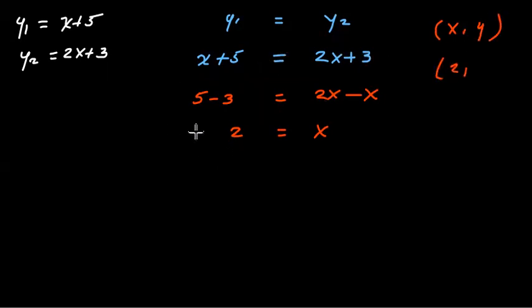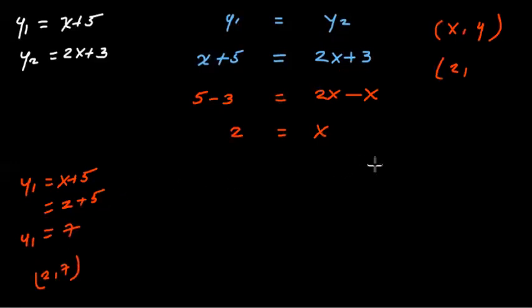And what I could do now is substitute this x value into any of these equations and I should get the same answer, the same y value. Let's try it. So in y1, I have x plus 5. And so if I substitute the 2 in there for x, I get 2 plus 5. Hence, I get 7. So on this line, when x is 2, 7 is the point.